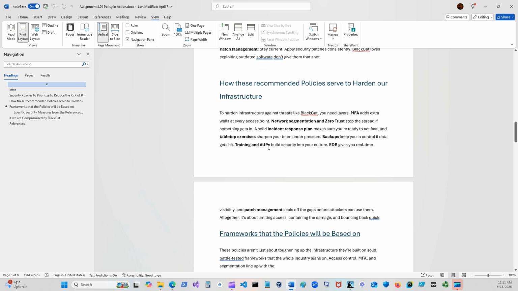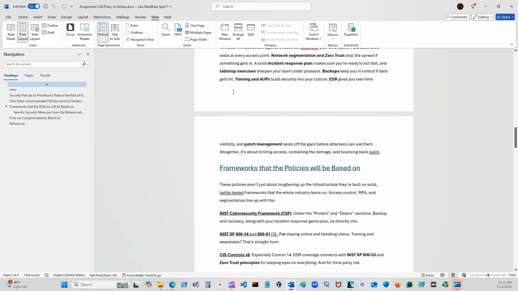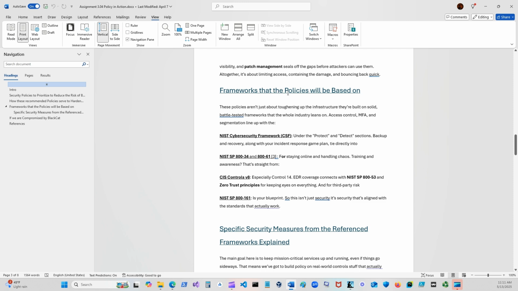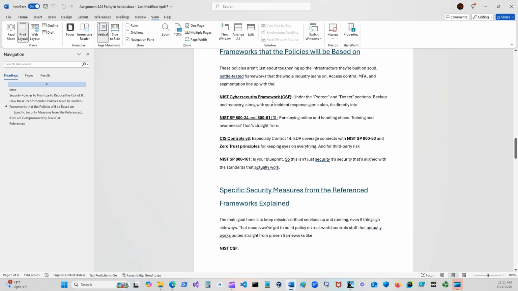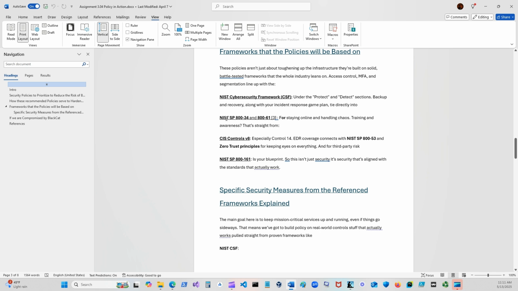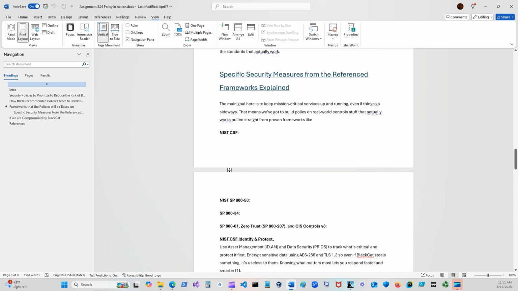Patch management. Okay. How these recommended policies serve to harden our infrastructure, and then I go over how each individual one of those things serves our infrastructure. Frameworks that the policies will be based on: the NIST cybersecurity framework. We're going to base these policies on the NIST framework, SP 800, security controls, and zero trust principles. These are the different frameworks that I'm going to be referencing to guide me, right? Because in this case, I chose these ones, for this specific business I was mocking up.